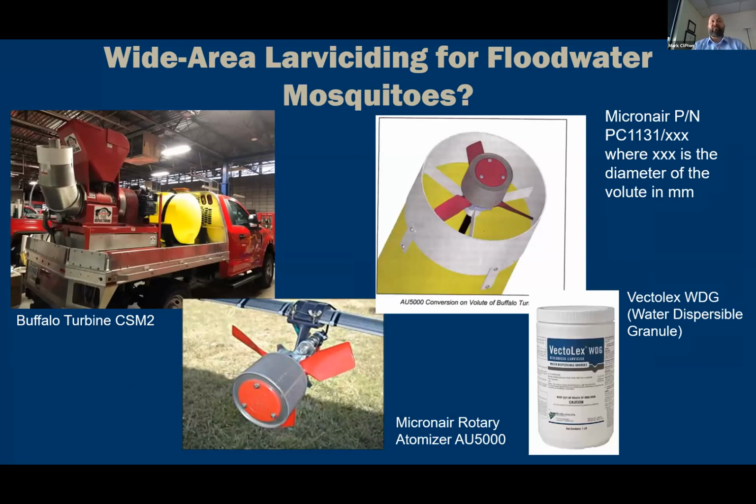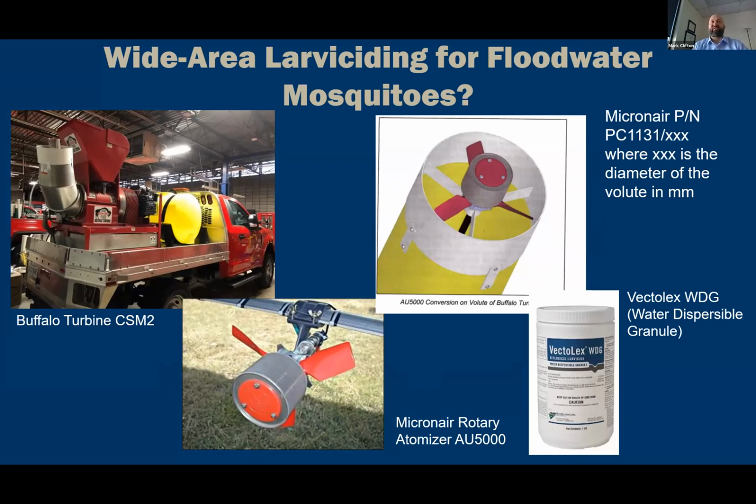To do this, the first thing you need is a Buffalo Turbine. We were fortunate to get one from Macon Mosquito Abatement District in Southern Illinois. They had no use for it anymore, and they basically gave it to us. You need a rotary atomizer. These are typically used in aerial application of adulticides or larvicides. Micronair also sells an adapter, which is the picture on the top right, so it's pretty easy to retrofit a Micronair onto a Buffalo Turbine.